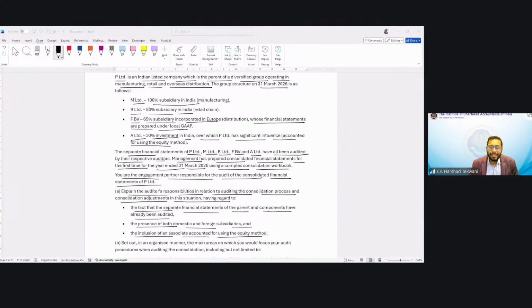Now tell me what is the auditor's responsibility in the given scenario. Sir, since it has to be a different auditor for the CFS, the parent auditor has to report under CARO as well, clause 21. They would state that these are components audited by different auditors.